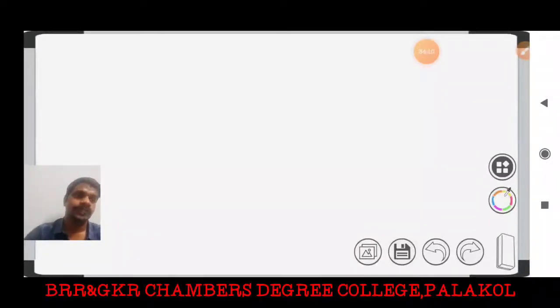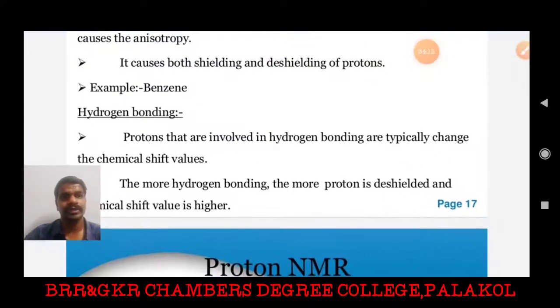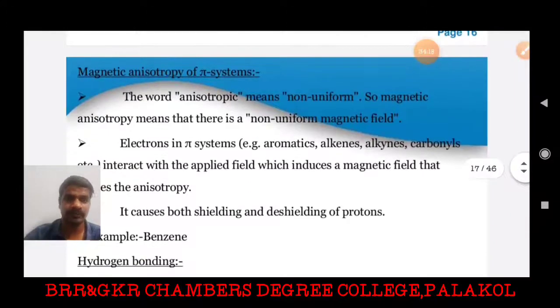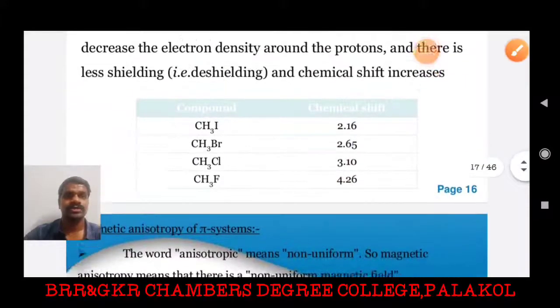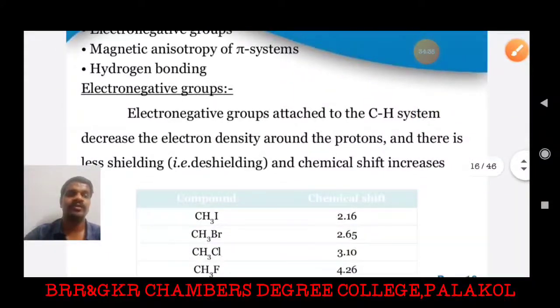So let us revise simply. Due to the presence of hydrogen bonding in an organic molecule, the chemical shift value will increase. Due to the presence of the anisotropic effect, the chemical shift value will also increase. This anisotropic effect is observed in pi containing systems like aromatic compounds, alkenes, alkynes and carbonyl compounds. And the first one is the electronegative atom. As electronegativity increases, the chemical shift value also increases. If the electronegativity decreases, then the chemical shift value also decreases.